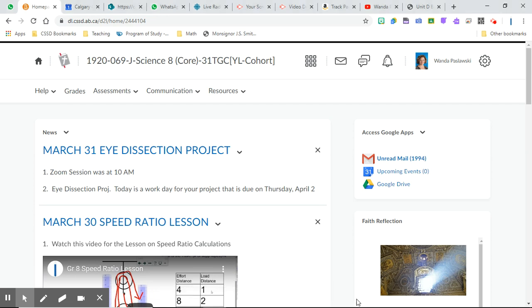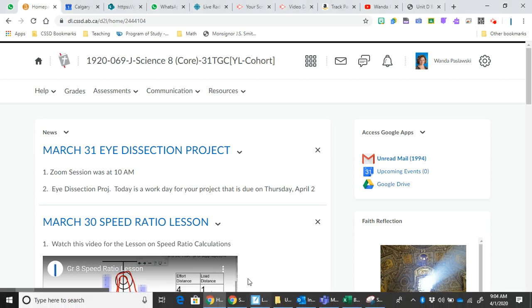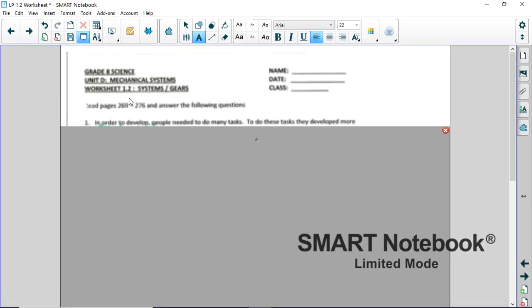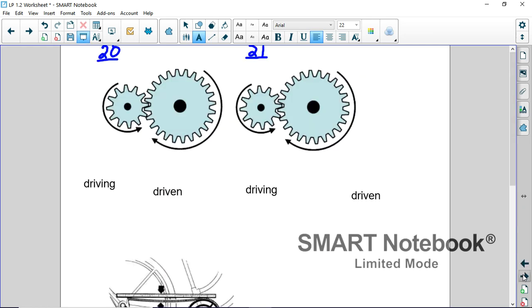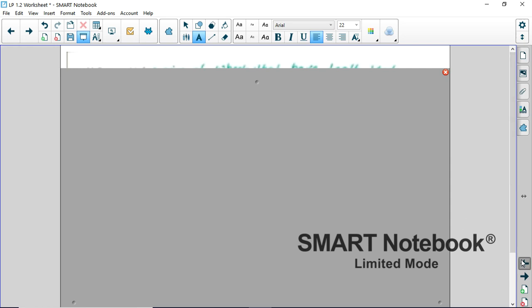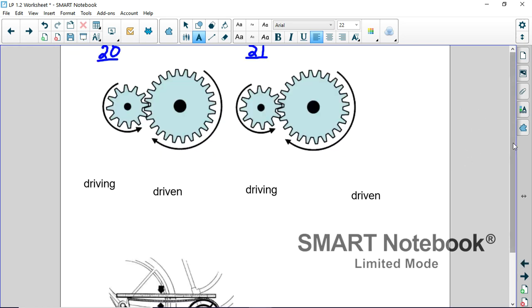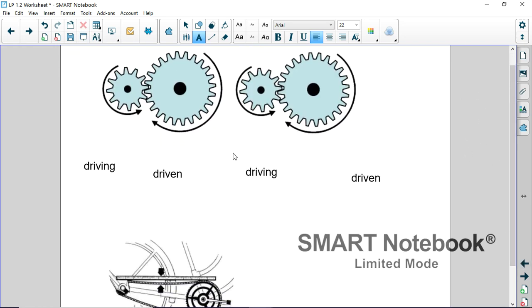So we have, first thing that you should be working on is the 1.2 worksheet. It's just questions that you're going to answer from the textbook. You just follow the textbook to answer those questions. I just wanted to review something about gears. Normally we would have done a lab here, but it's kind of hard to do now.